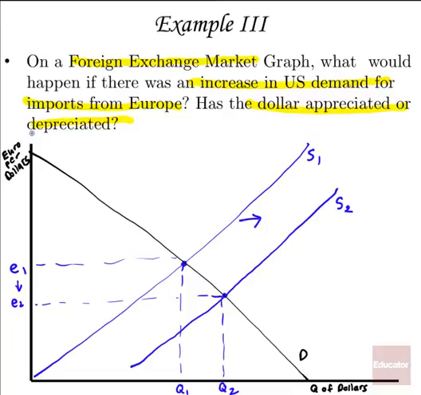So has the dollar appreciated or depreciated? So the dollar, an increase in supply leads to a depreciated dollar. So instead of a dollar being a euro, now it's going to be about 80 cents to a euro because the dollar has depreciated, and a dollar can only buy 0.8 euros. So that's basically what happens when there's an increase in supply in the foreign exchange market.